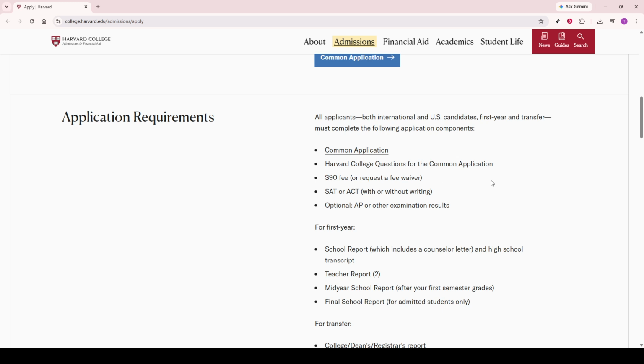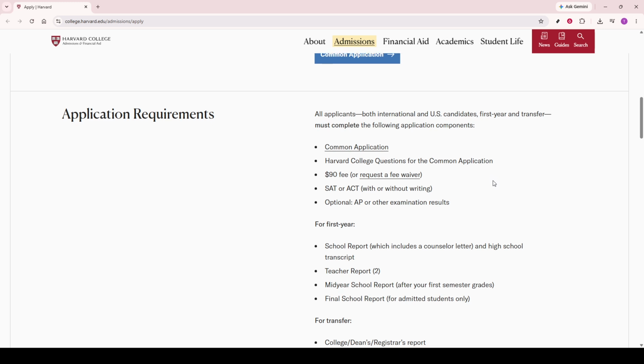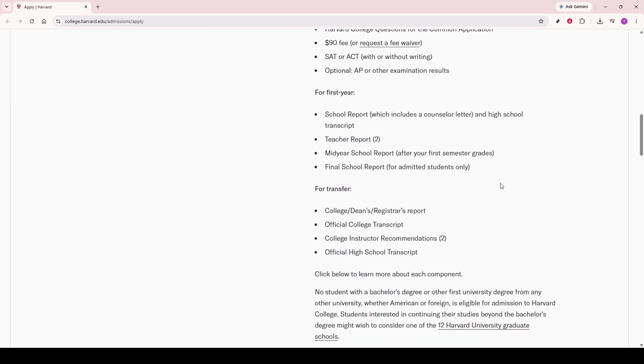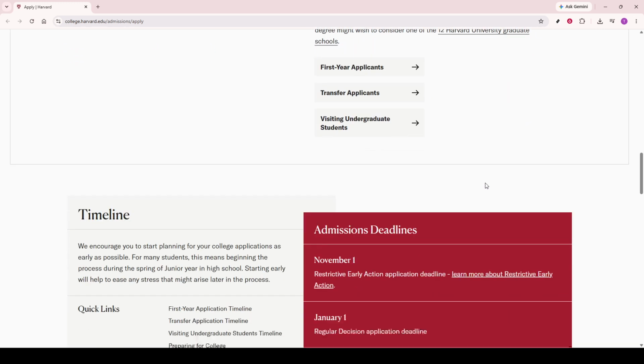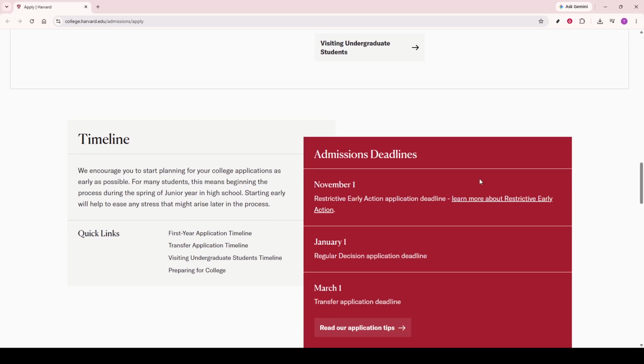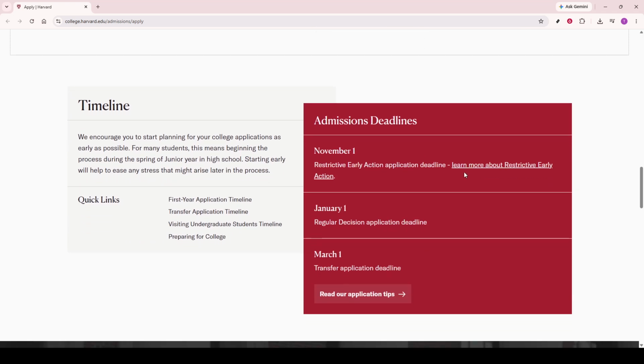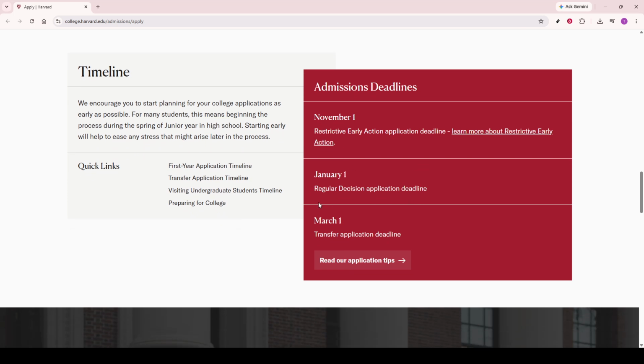Next, pay close attention to the deadlines. If you're applying through early action, the deadline is November 1st. If you're applying through regular decision, the deadline is January 1st. Missing a deadline can mean waiting for another admissions cycle, so it helps to set personal reminders and aim to submit before the final day.